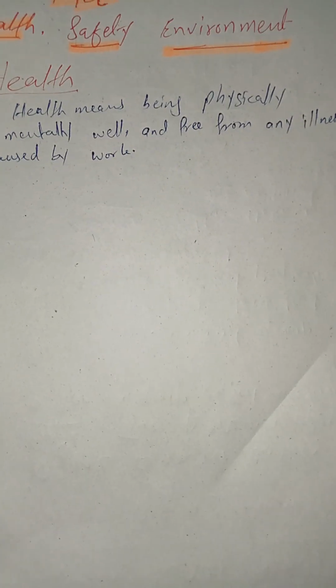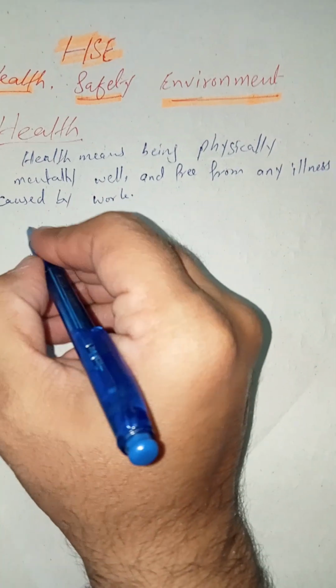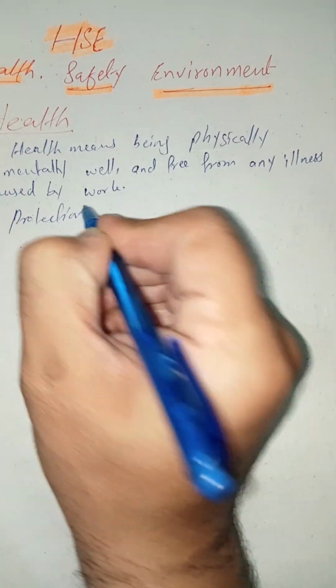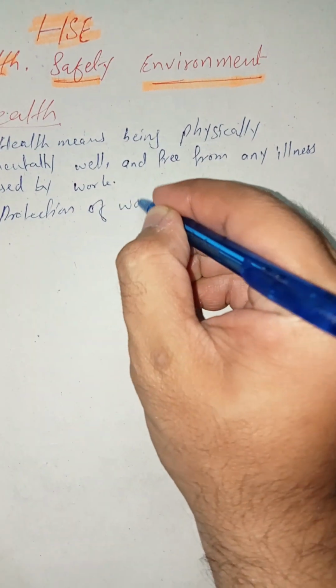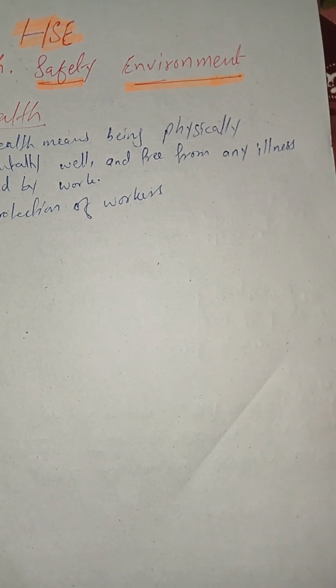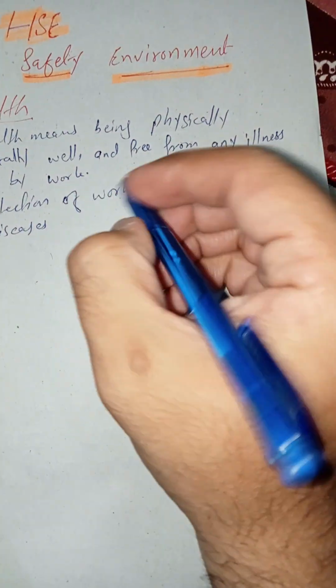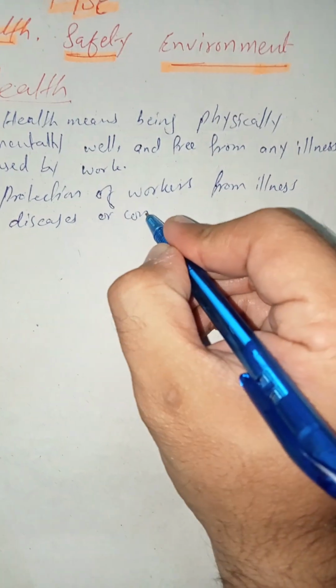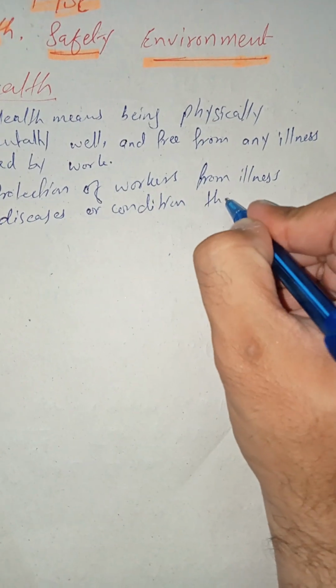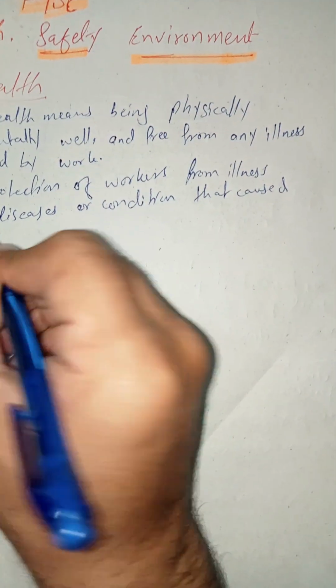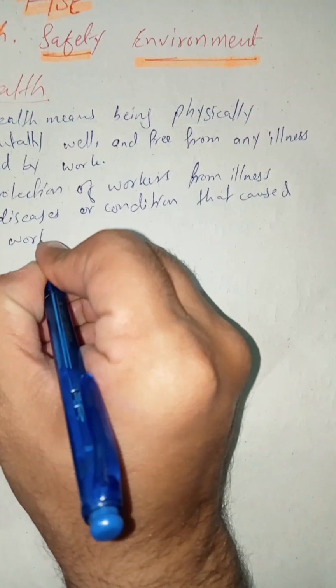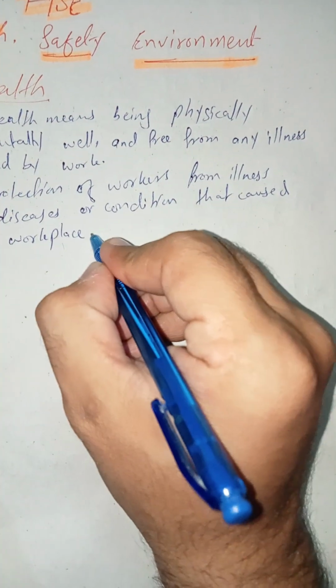Or we also can say that health is a protection of the people from physical injury, protection of buildings or equipments from damage. Or we can say it's a protection of workers from illness, diseases or conditions that are caused by workplace exposure.